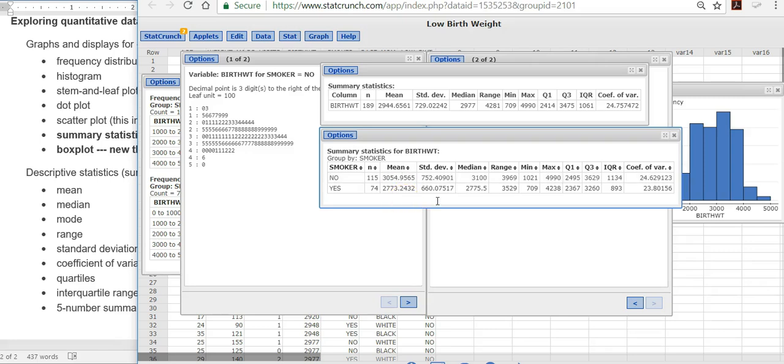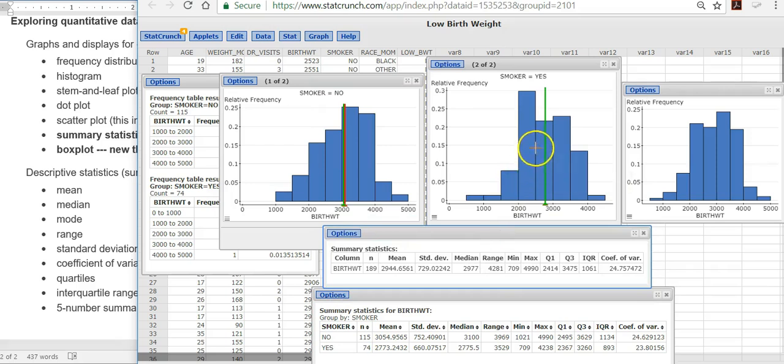Then if I'm looking at the variation or the dispersion, that's where I'm looking at the standard deviation, the range, and the coefficient of variation. And I can also look at the IQR for that. So with those, I'm noticing that for the non-smokers, we've got a higher standard deviation, a bigger range, the IQR is bigger, and the coefficient of variation is just a little bit bigger, not by very much. So what that tells me in general is that the non-smokers' babies' birth weights are more spread out, have more variation than the smokers' babies.